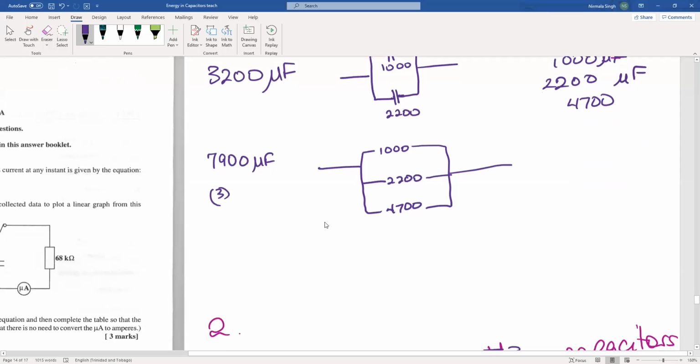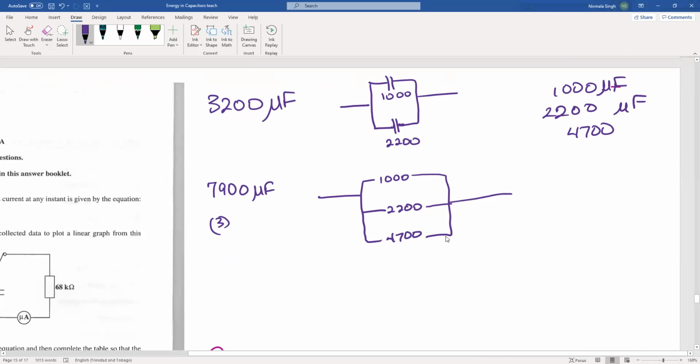Let's look at the next one. Was the next one 1500? 1500 microfarads. Tip, we are only using two capacitors. Now we just added up our capacitors in parallel. And if we look at this, 1000 plus 2200 is 3200, 1000 plus 4700 is 5700, 2200 plus 4700 is 6900 microfarads. So obviously we're not going to be in parallel, we're going to be in series.